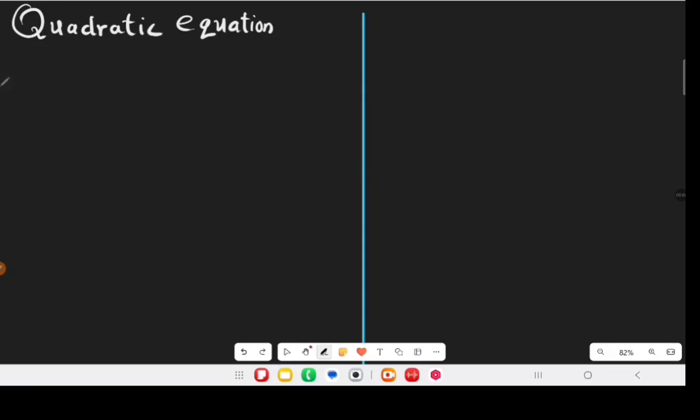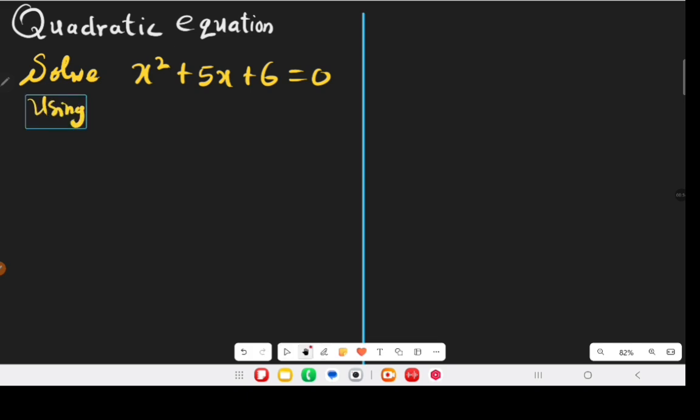Today I'm going to show you how to solve a quadratic equation using the quadratic formula. Solve x squared plus 5x plus 6 equal to 0 using the quadratic formula. In my previous video, I have solved this same problem. Now we are going to use the formula.